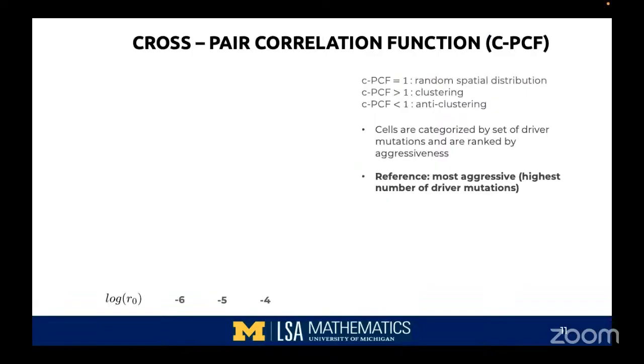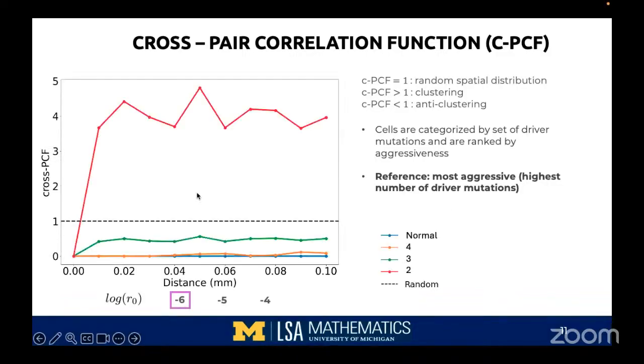And then moving on to the spatial analysis and how it correlates to intratumor heterogeneity. So we did a cross-pair correlation function test, which essentially tells us how different types of cells are correlating to each other. Here we categorize the cells by their number of driver gene mutations and used the highest number of driver mutations, or the most aggressive cell, as our reference for different R0 values. Each plot corresponds to a different type of cell. So the 2 here is like the second most aggressive cell in our simulation.